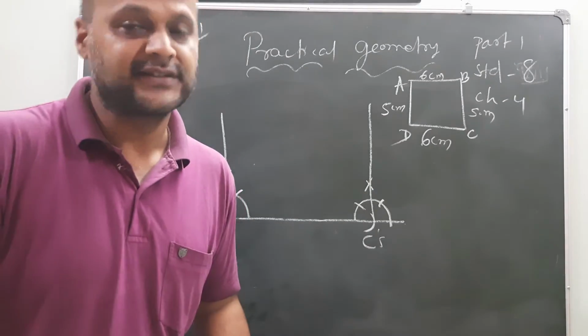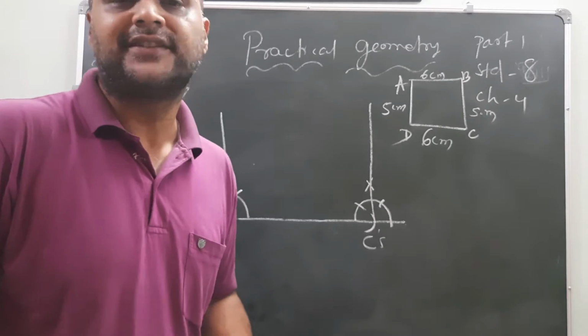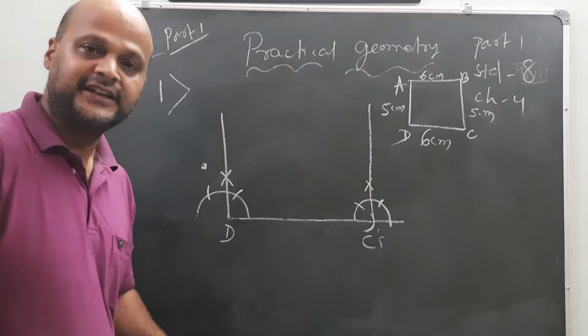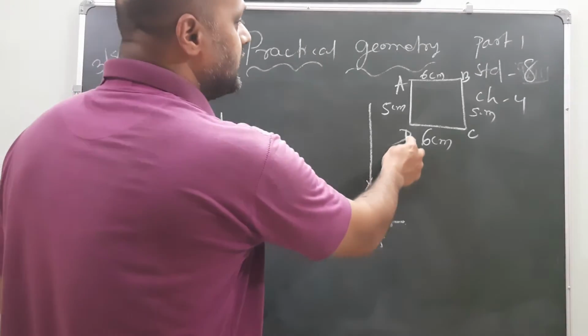Okay, now according to the hidden secret in the rectangle, each angle of a rectangle is 90 degree. To follow that principle, we draw 90 degree here. Now tell me, DA is how much?